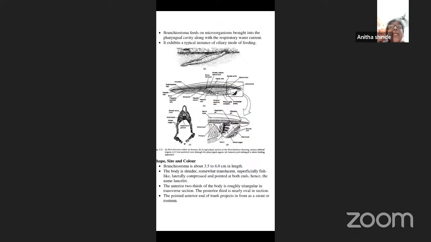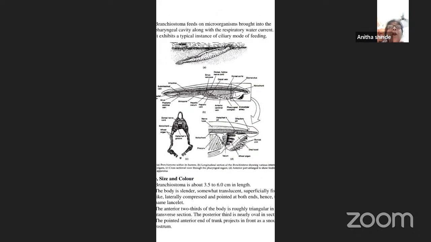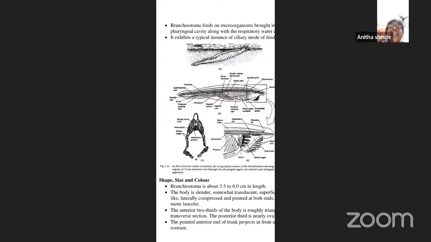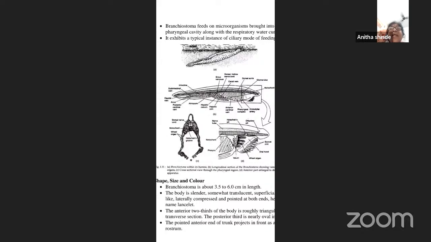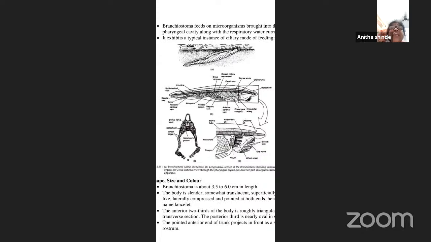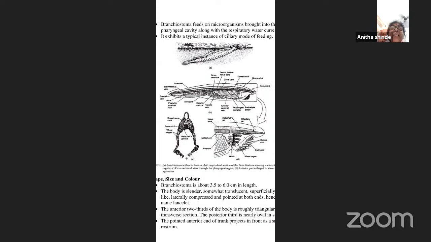Now, it feeds on microorganisms brought into the pharyngeal cavity along the respiratory water current. Whenever it respires through the mouth along with the water current, the food particles enter. So it always feeds on the microorganisms which are brought along with the respiratory water current into the pharyngeal cavity. It exhibits a ciliary mode of feeding.